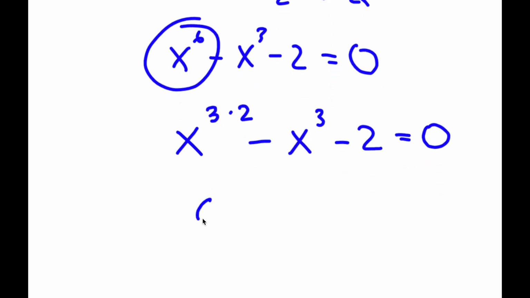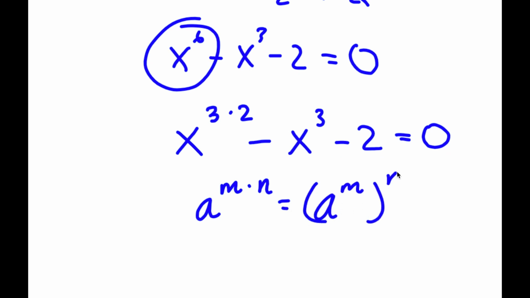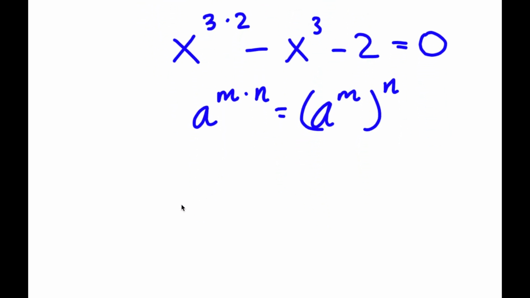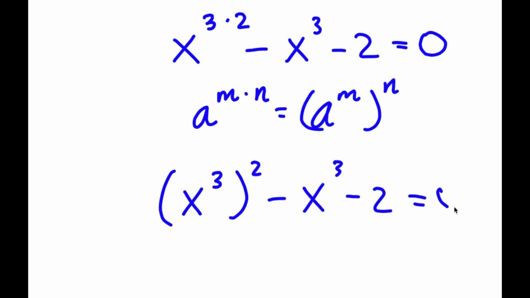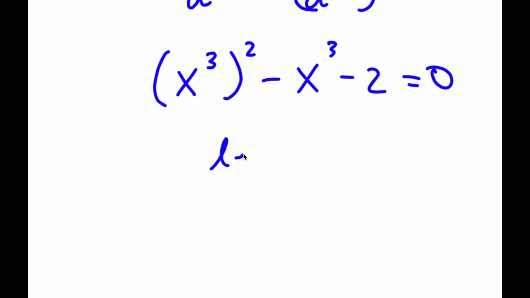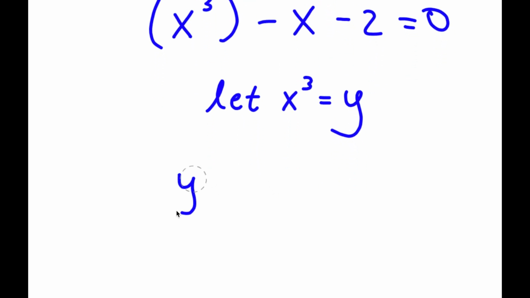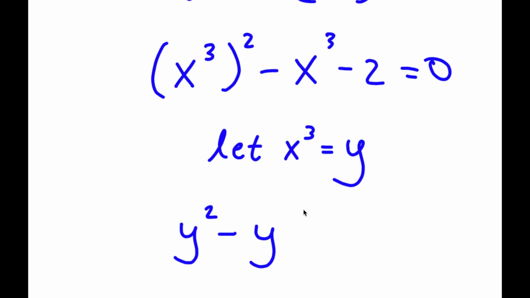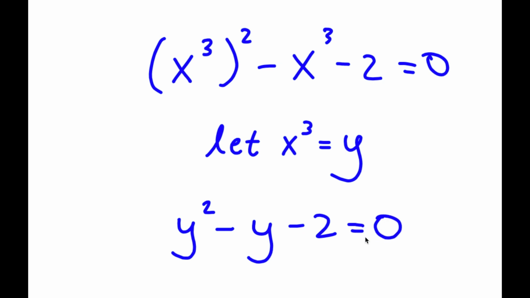Now if I have something in the form a to the power of m times n, this is equal to a to the power of m to the power of n. So in this case, x to the power of 3 times 2, I can write as x to the power of 3 to the power of 2. Now this minus x to the power of 3 minus 2 is equal to 0. Now I'm going to let x to the power of 3 equal to the variable y. So now I have y to the power of 2 minus y minus 2 is equal to 0.